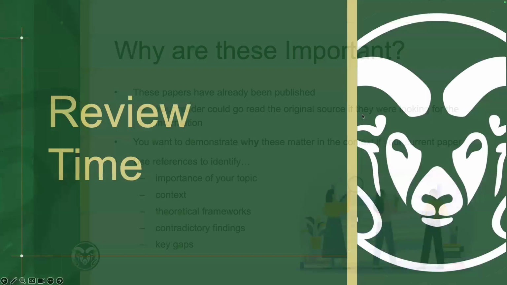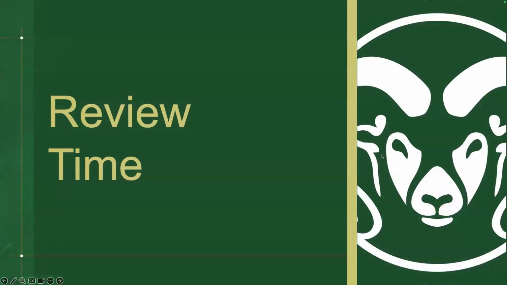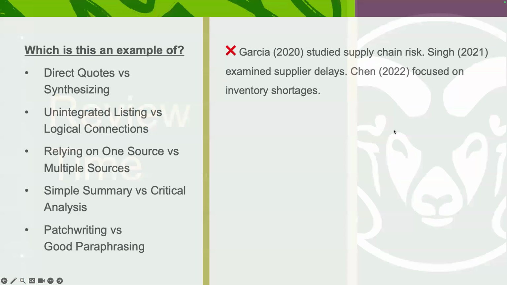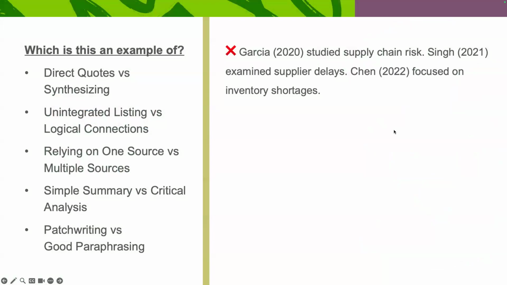So let's review what I just presented on and see how well we can identify some of these major flaws. On the left side of the screen, we have those 5 bullets that we just talked about: direct quotes versus synthesizing, unintegrated listing versus logical connections, relying on one source versus multiple sources, simple summary versus critical analysis, and patch writing versus good paraphrasing.